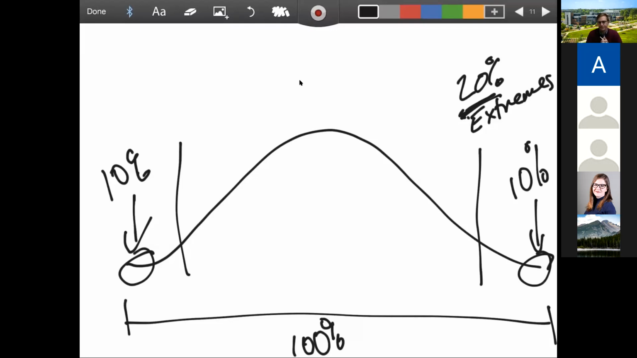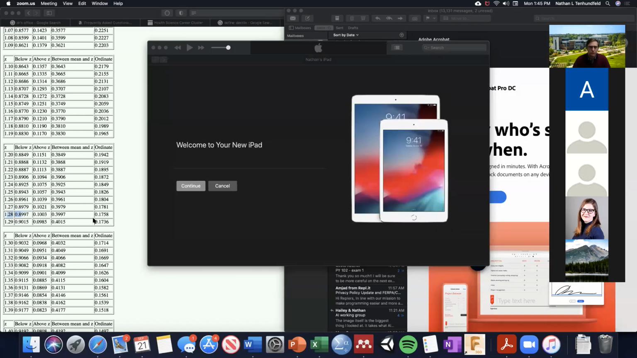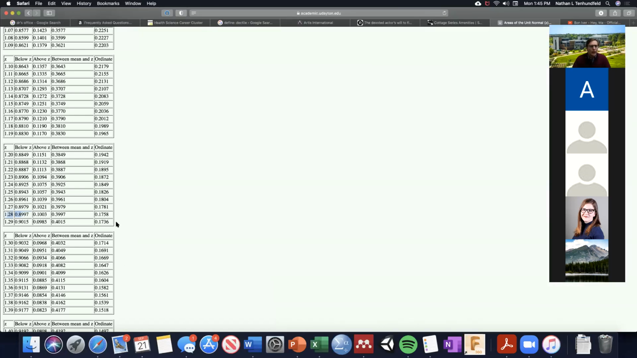Does that make sense? Yeah, but then why wouldn't you just check for 80% in the unit normal table? Because there's no 80% between these 2 points, right? And so if we go to the actual unit normal table, all right, so if we go to the unit normal table, go ahead.